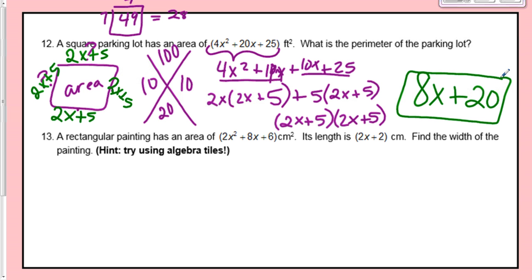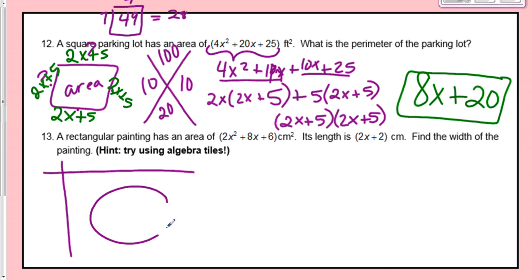All right, so 13, very similar. A rectangular painting has an area of 2x squared plus 8x plus 6. Its length is this. Find the width. It says, hint, try using algebra tiles. So again, if we have an area, that means we have this inside portion and we're wanting to know the length and the width. Well, they just told me one of them, right?